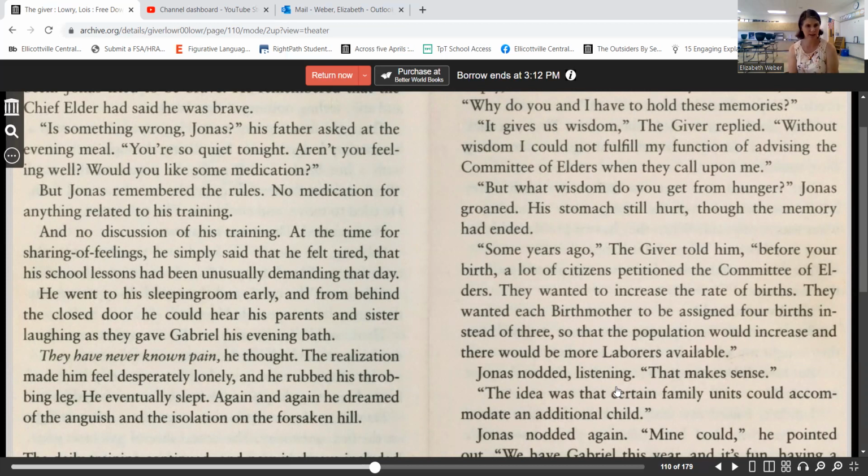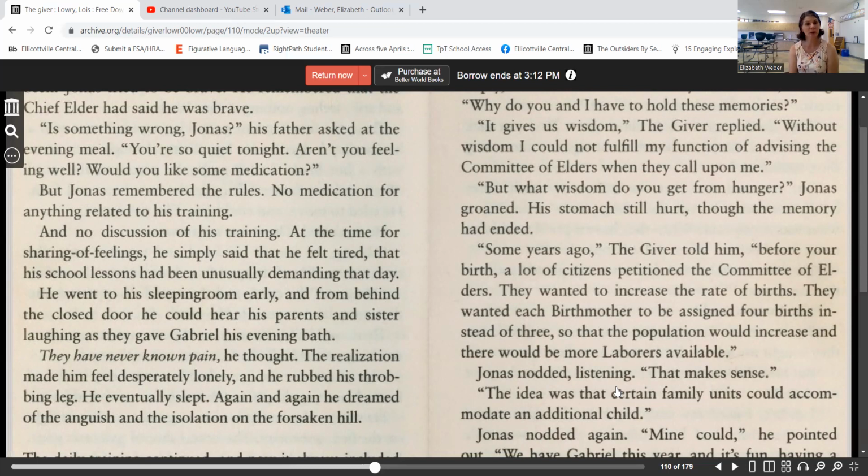unusually demanding that day. He went to his sleeping room early, and from behind the closed door, he could hear his parents and sister laughing as they gave Gabriel his evening bath. They have never known pain, he thought. The realization made him feel desperately lonely, and he rubbed his throbbing leg. He eventually slept. Again and again, he dreamed of the anguish and the isolation on the forsaken hill.